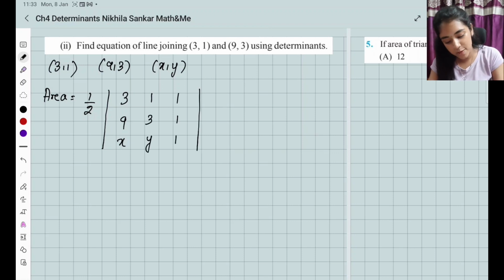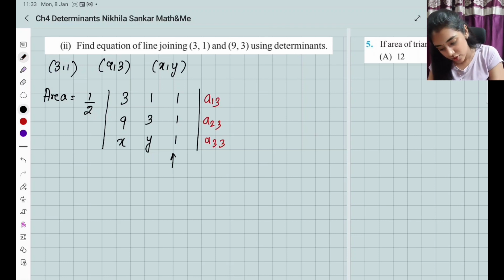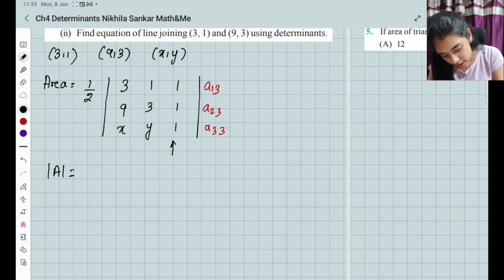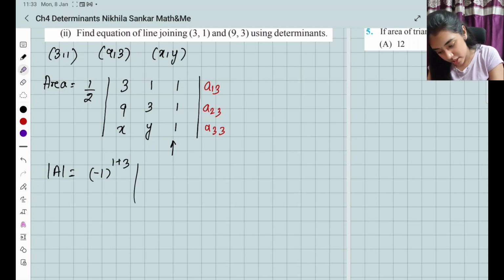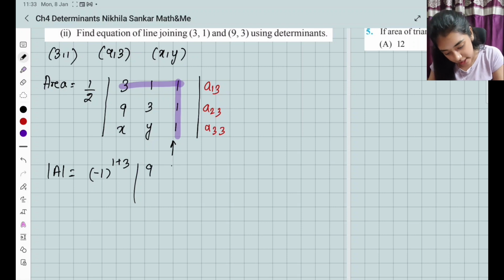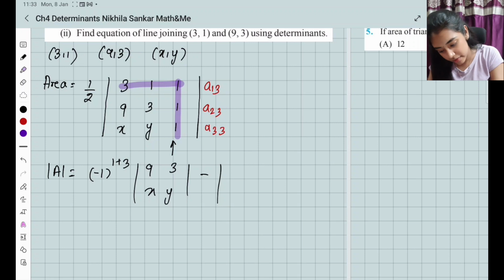Again I'm going to expand with respect to column 3. So I have a13, a23, a33. The determinant value is minus 1 times 1 plus 3 times the determinant. I'm going to hide the last column and the first row, so I'll be left with 9, 3, x, y. We know this one is minus.